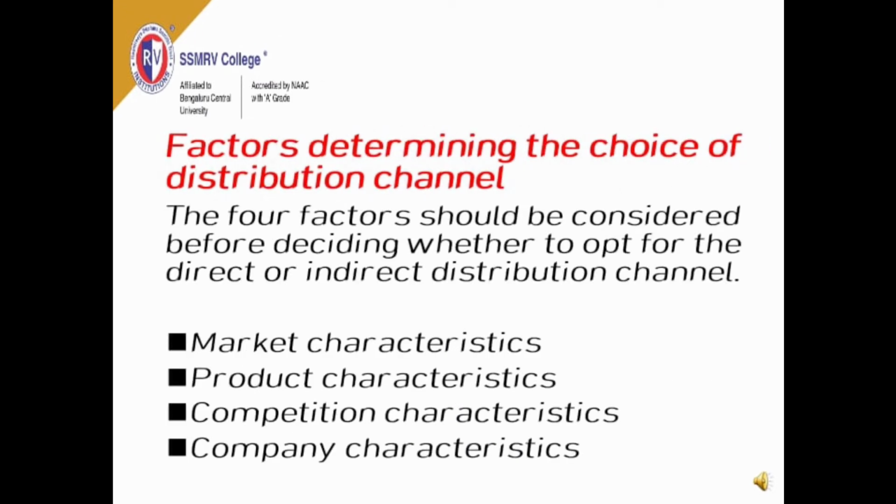Now, let us understand the factors determining the choice of distribution channel. Selection of the perfect marketing channel is tough. It is among those few strategic decisions which either make or break your company. Four factors should be considered before deciding whether to opt for the direct or indirect distribution channel. They are marketing characteristics, product characteristics, competition characteristics, and company characteristics.